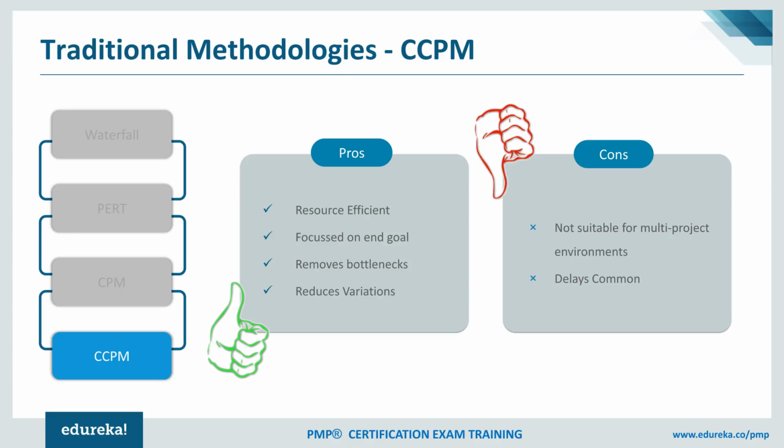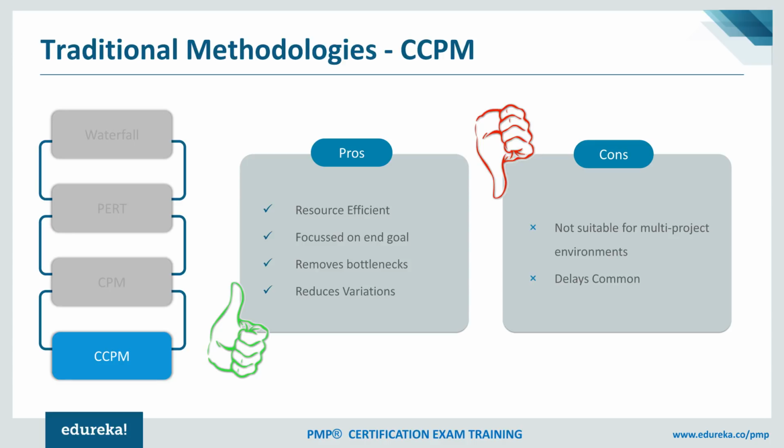The focus was on the end goal, because you start by keeping the end in mind. We used to remove bottlenecks. So this benefit was there in both CPM and the critical chain, because once you put the network diagram, you would easily know what the bottlenecks, dependencies, etc. are. And that used to certainly help in reducing variations, if any, because we could then easily address some of those dependencies. Cons, again, not suitable for multi-project environment.